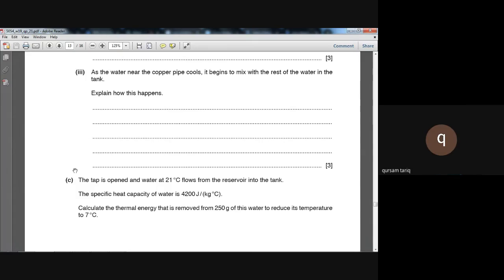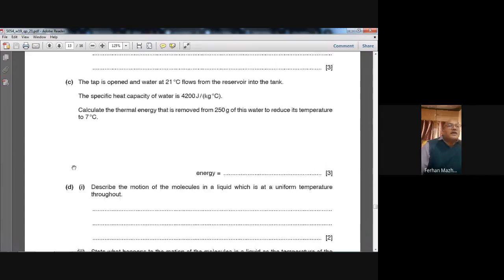He says the tap is opened and water at 21 degrees centigrade flows from the reservoir into the tank. The specific heat capacity of the water is 4200 joules per kg per degree centigrade. Calculate the thermal energy that is removed from 250 gram of water to reduce its temperature to 7 degrees centigrade. Use the formula. Let me show you. Heat is equals to mc delta theta.